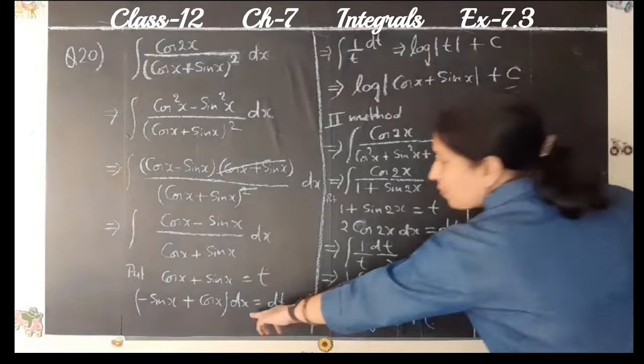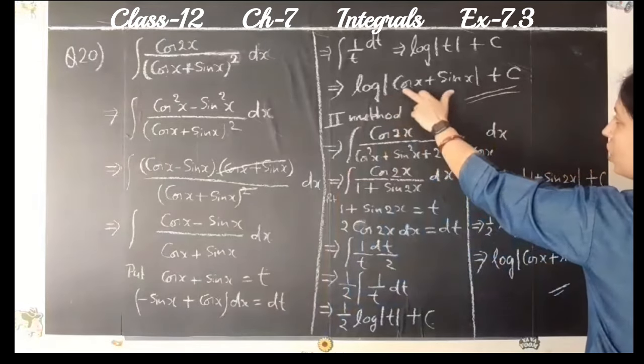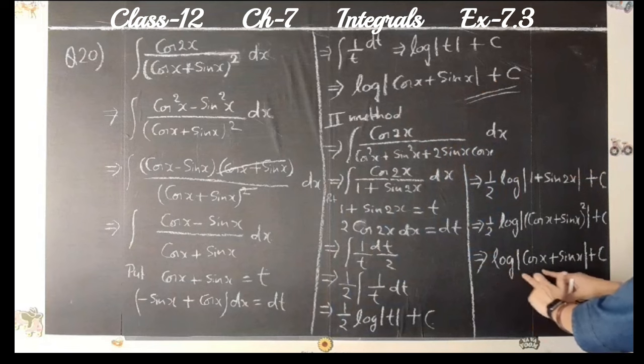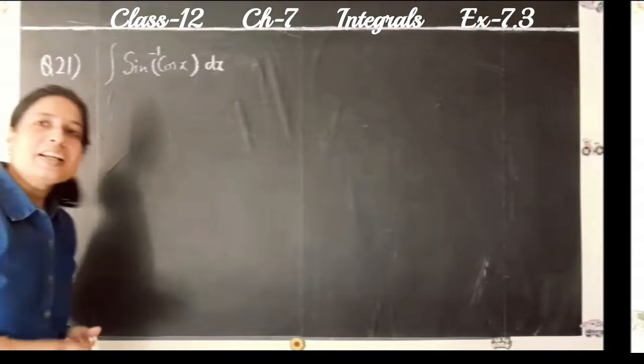Both are same. Here the first one is log mod cos x plus sin x plus c, and by the second method it is also log mod cos x plus sin x plus c. So let us see the next question.